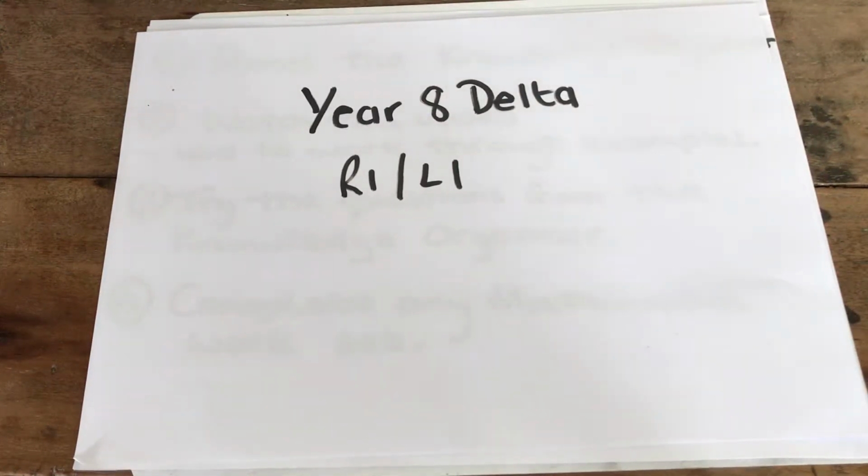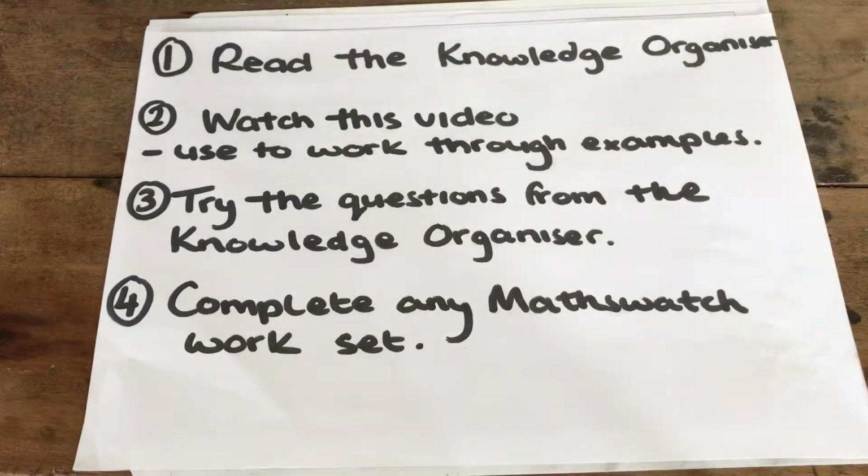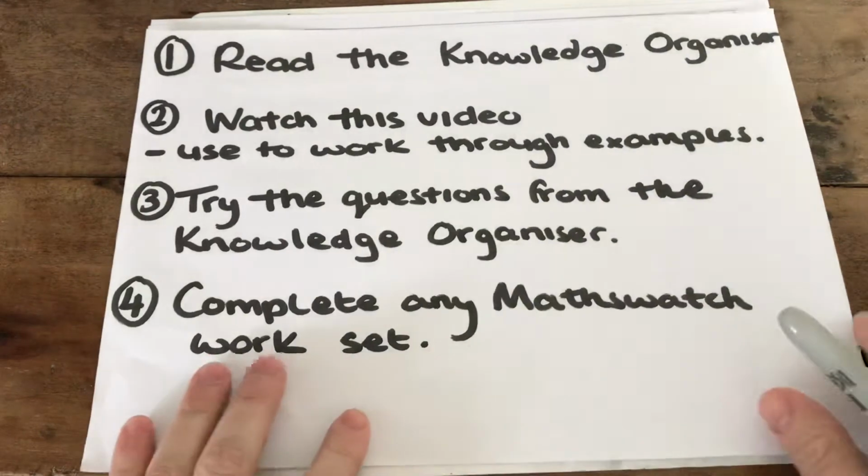This video is for Knowledge Organiser 1 for Year 8 Delta classes. What I would like you to do is read the first page of the Knowledge Organiser, watch this video and work through the examples. Try the questions from the Knowledge Organiser and then complete any Maths Watch work set.